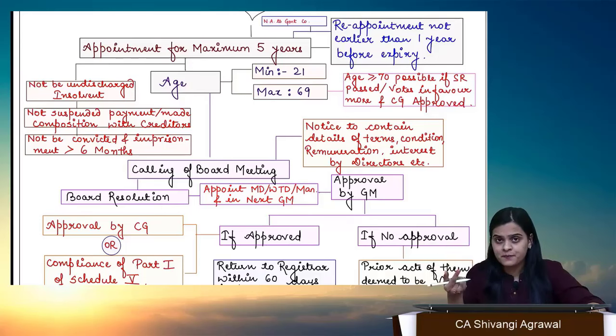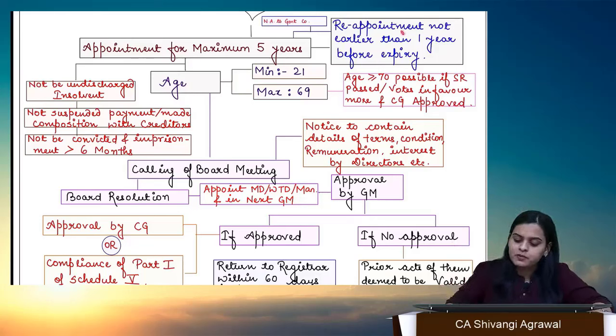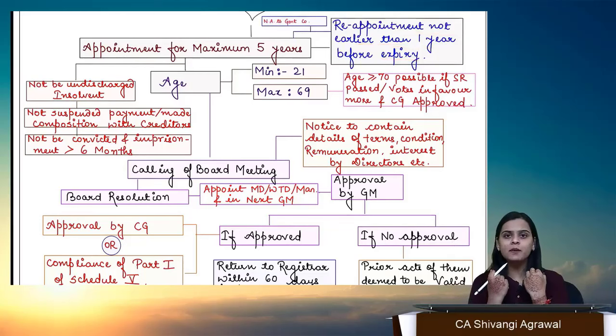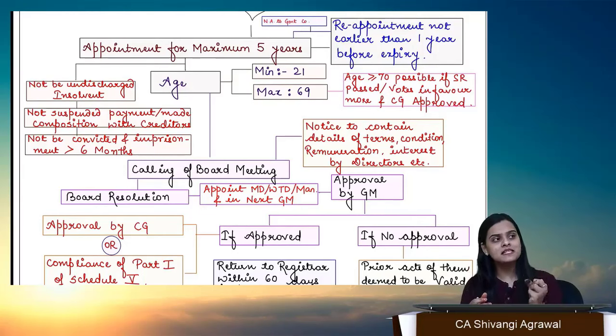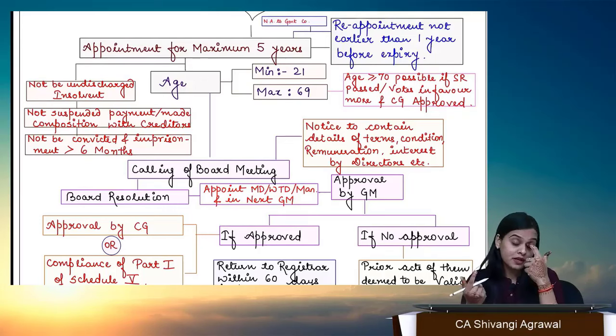But before this 5 year ends, when 1 year is left for ending these 5 years, you can have reappointment. Right, so reappointment not earlier than 1 year before expiry. That means you cannot do that you have appointed a managing director on 21st Jan and on 22nd Jan you reappointed that person for another term of 5 years. No, it cannot be so quick. See, after 4 years we come to know, yes, about the work, how they have performed, how they are performing. So once we very well know about the work, then is the right time when we can go for reappointment.